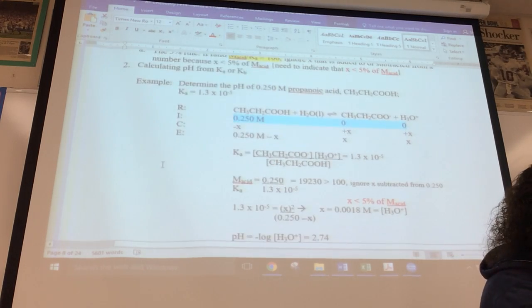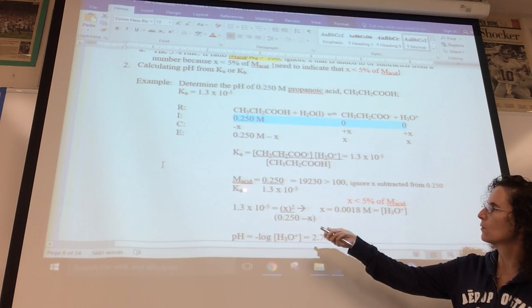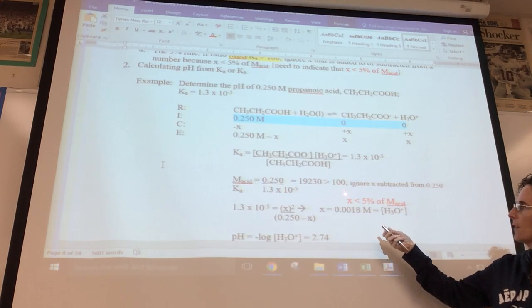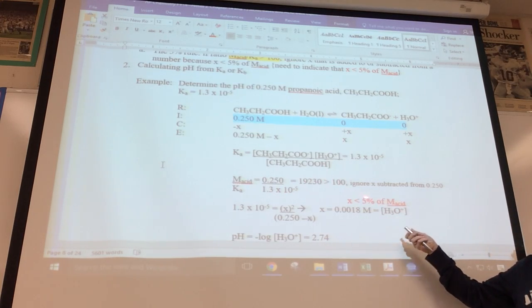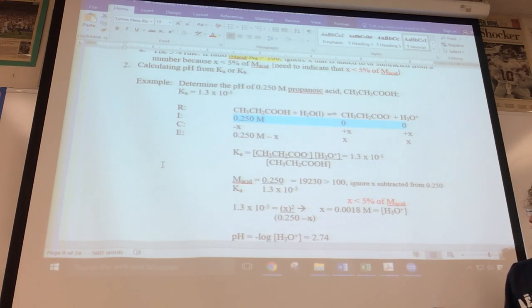One thing you want to check is if the molarity of the acid, which is given, over the Ka, which is given, is greater than 100, then x is less than 5% the molarity of the acid, and we can cancel that negative x that's subtracted from a quantity. That's going to make the solving process so much easier, and you will have to do some of these without a calculator. I'll give you some simple examples.